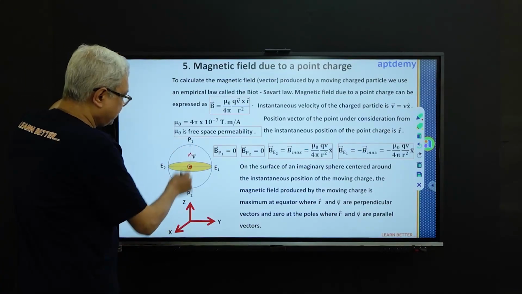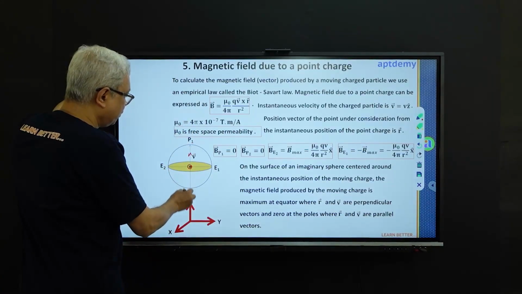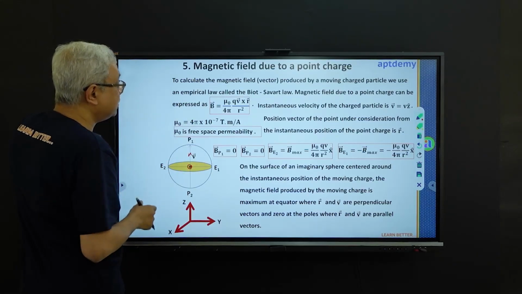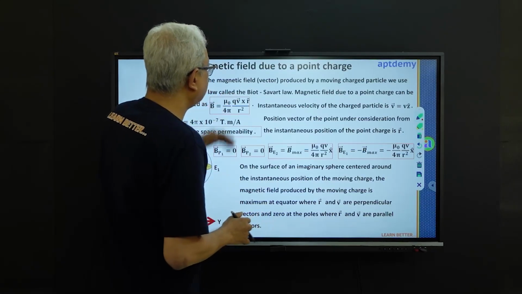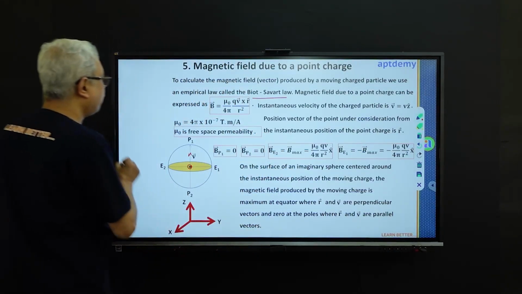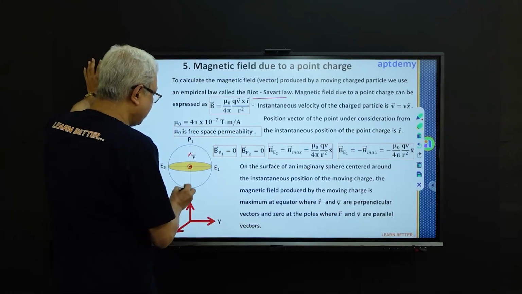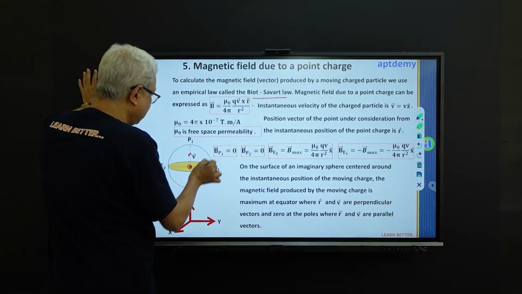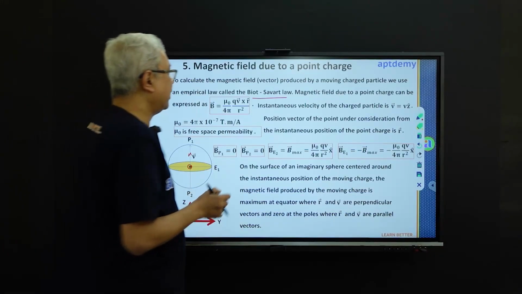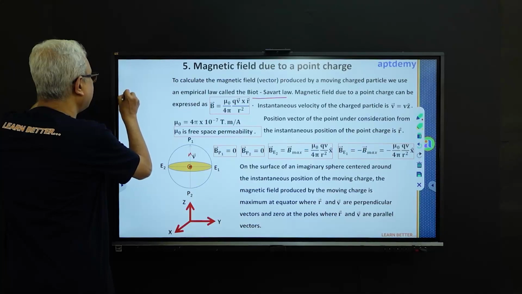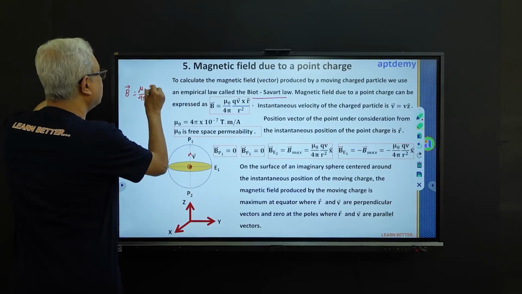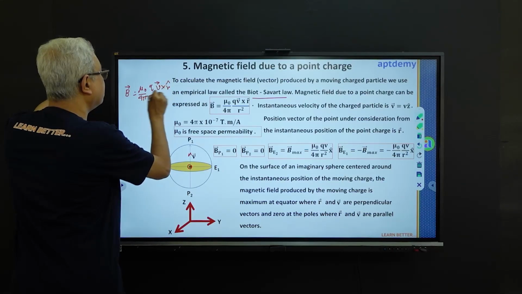Now, if a moving charge is moving along the z direction, what is the amount of magnetic field produced in the surrounding region? This is given by an empirical formula, the Biot-Savart law. It was based on experimental observations. The magnetic field is sensed by a magnetic needle, and the expression of magnetic field B is given by mu naught by 4 pi, q v cross r cap by r square.